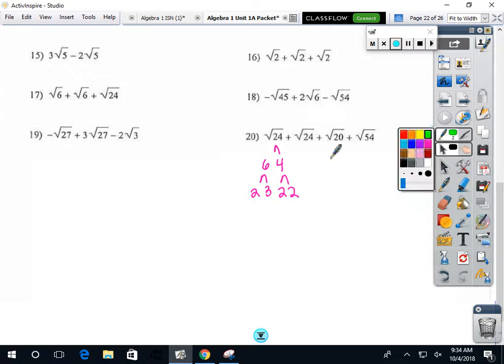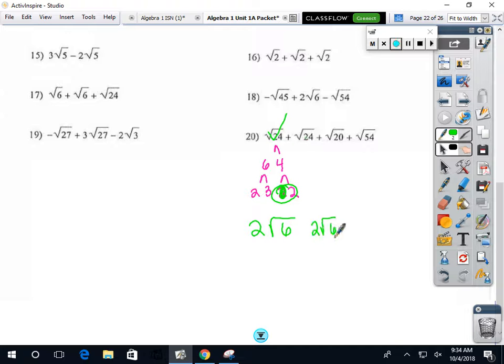You would circle your set of 2's, kill one, kick one out. The 2 and the 3 get to go back on the inside, and they multiply together to become 6. So that one's done. Now that one's the same thing, so it's also going to be 2 square roots of 6, and we bring down the plus sign in between them.